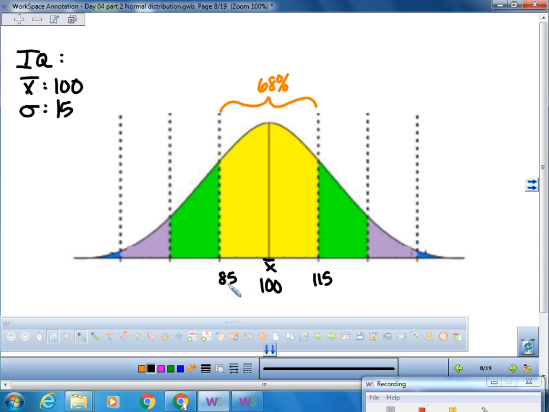Let's look at a little bit more. This would be 130. This would be 70. So this one is actually 95% of the population is within 70 and 130.